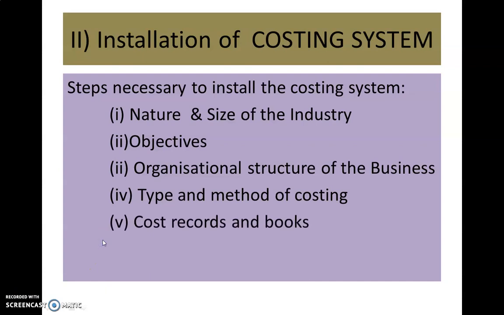Next one is called cost records and books. I already told you how we are going to maintain the books of accounts and records, whether we are going to maintain separate books of accounts for financial accounts and cost accounts, or an integrated system which includes both the costing system and financial accounts. That also depends upon the nature and the size of the industry. If the industry is big, we can have separate sets of books of accounts. Otherwise, if the size of the industry is very small, we can go for an integrated cost accounting system.